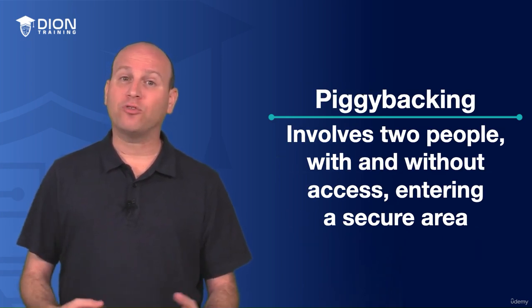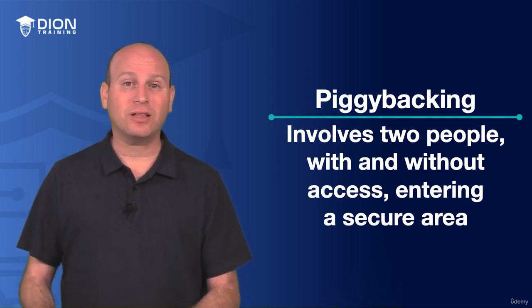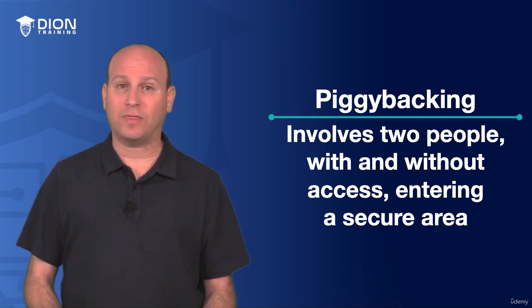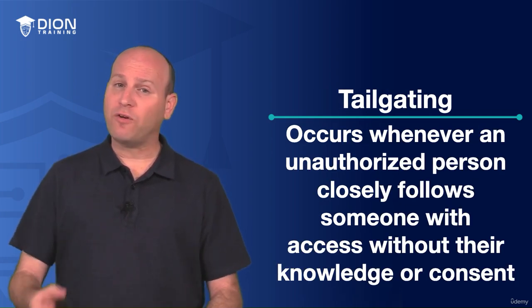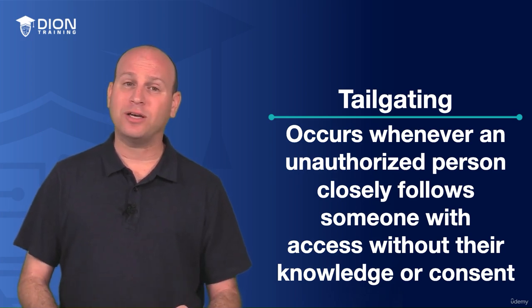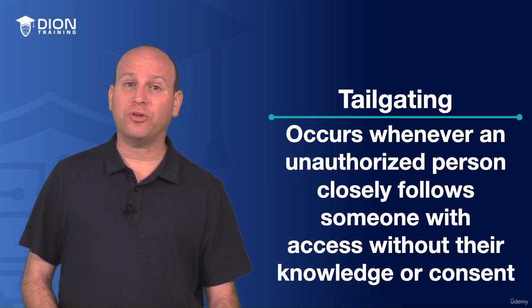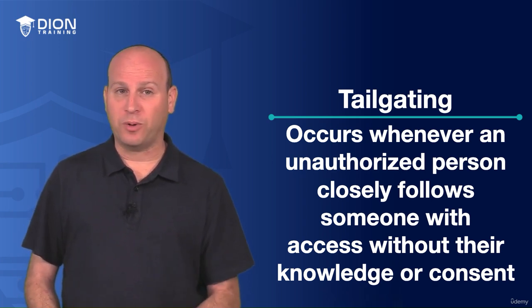Piggybacking typically involves two people working together, with one person who has legitimate access intentionally allowing another person who doesn't have legitimate access to enter a secure area with them. Tailgating, on the other hand, occurs whenever an unauthorized person follows closely behind somebody who is authorized to go through that access control vestibule, and that way, the unauthorized person can make their way into the secure space without the knowledge or consent of the authorized party.